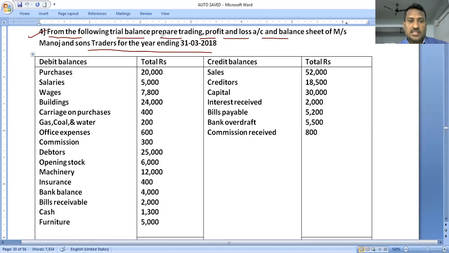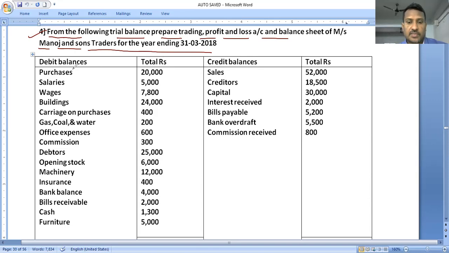So this is the trial balance of Messrs. Manoj Traders. From this trial balance, we are going to prepare the final accounts. We know that the final accounts are prepared in three stages: trading account, profit and loss account, and the balance sheet. Let us identify the contents of the trading account, the profit and loss account, and the balance sheet. Let's begin on the debit side.